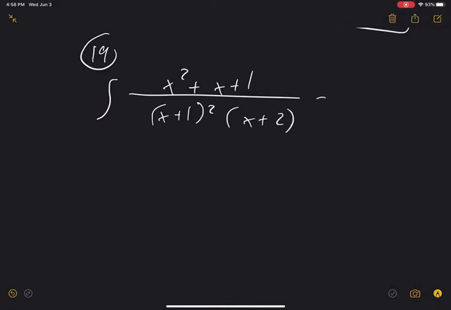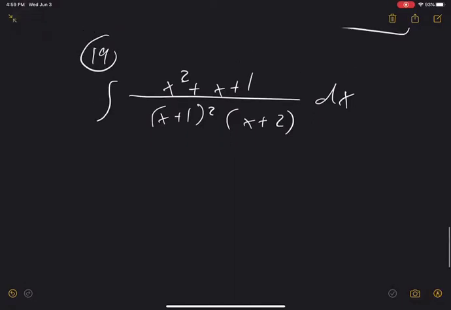So first thing, is the degree of the top smaller than the degree of the bottom? Yes, because if I multiplied all this stuff out, I would have an x cubed term on the bottom plus a bunch of other junk, right? And then on top, I just have x squared. So degree of bottom is bigger than degree of top, so I don't need to worry about polynomial long division. I can just skip straight to my partial fractions.